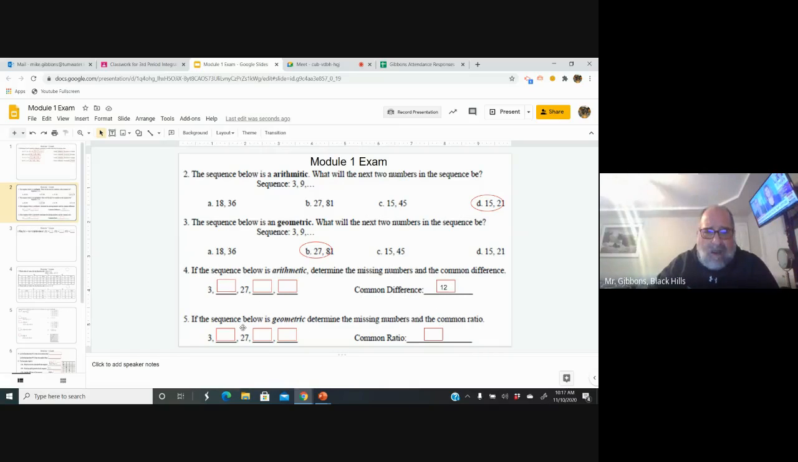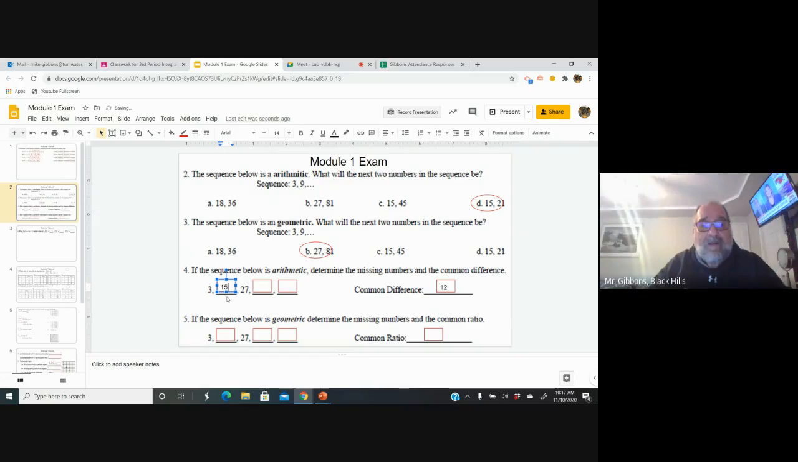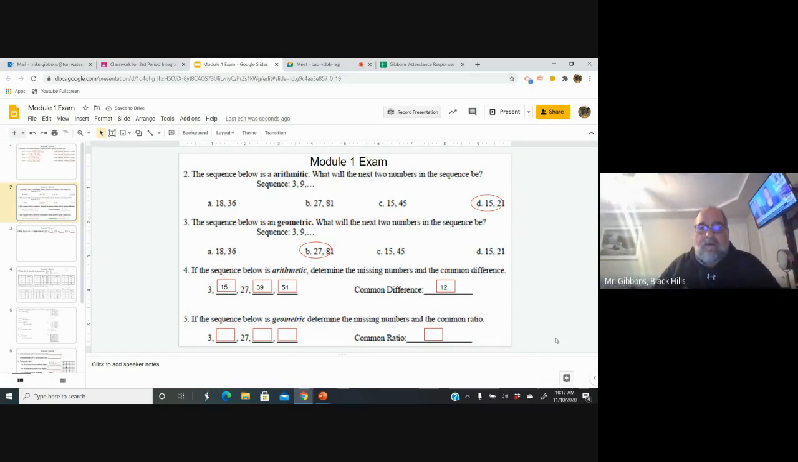So here's my check now. 3 plus 12 is 15. And if I add 12 to 15, I get 27. So it works. I already know my common difference is correct. And now I just have to add 12 2 more times. So 27 plus 12 is 39. Plus 12 would be 51. And that's number 4. Does anybody have a question on number 4 right now?